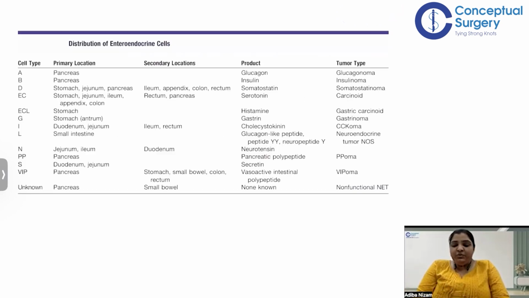So last time when we discussed, we had left out the pancreatic neuroendocrine cells, and we had discussed the neuroendocrine tumors arising from the GIT, the stomach, the small bowel, the large bowel. So today we are going to be discussing the neuroendocrine tumors arising out of the pancreatic islet cells.